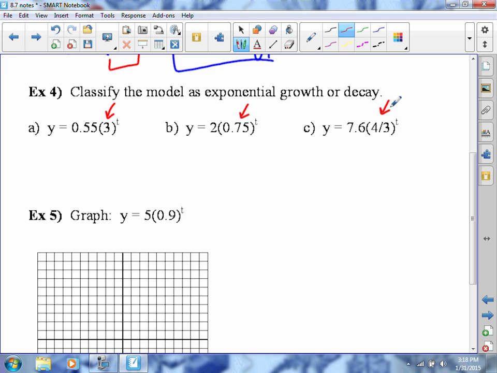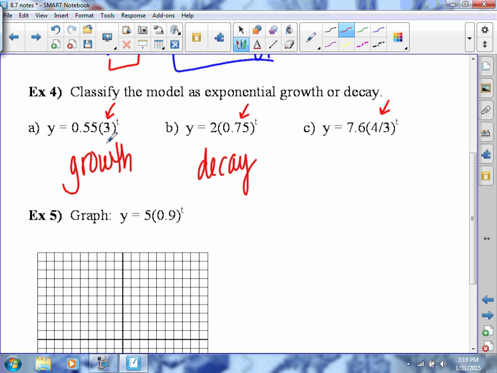decay. Now, in class, we'll probably do a little experimenting with these. We'll probably graph them on the graphing calculator so you can see what happens. And this first equation, y equals 0.55 times 3 to the t, that will be a growth function. And this next one in b, y equals 2 times 0.75 to the t, that's going to be a decay function.